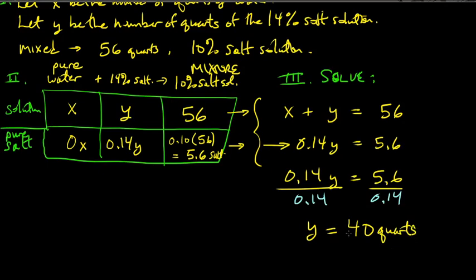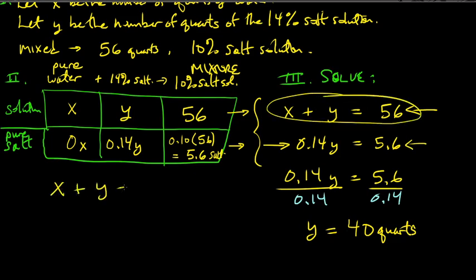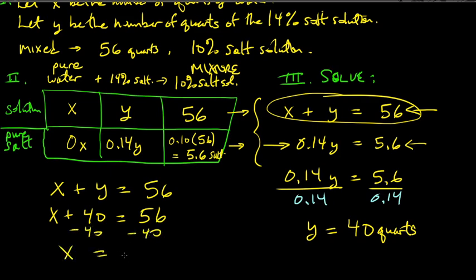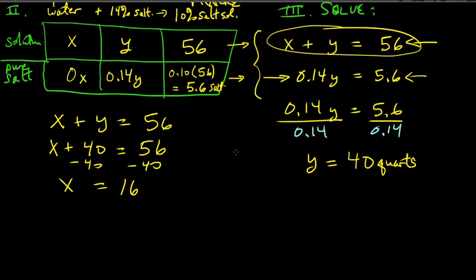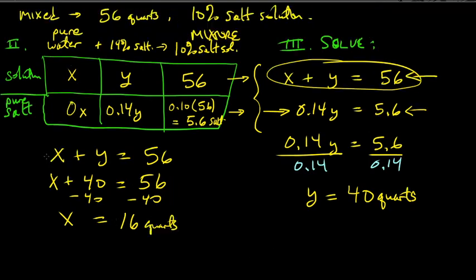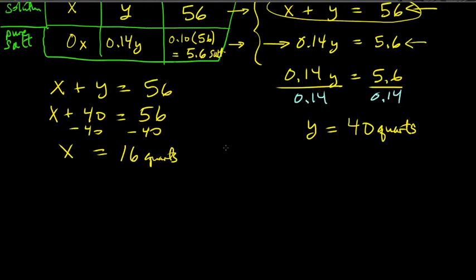But that's just y. We also have to find x. There is no x in the second equation, so we go back to the first equation. The first equation was x plus y equals 56. But now we know y is equal to 40. So to solve for x, take away 40 from both sides. x is going to be 16. So there we go, 16 quarts of x. What is x? x is the pure water.